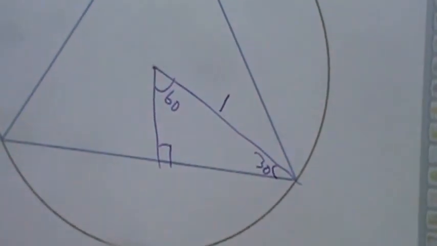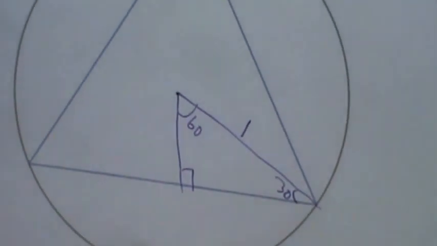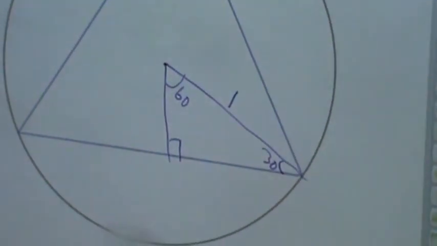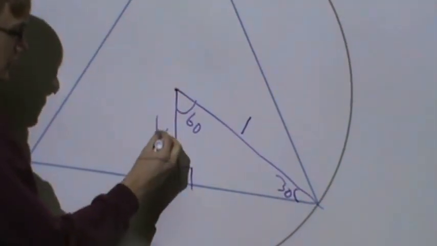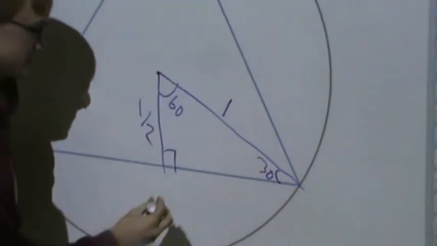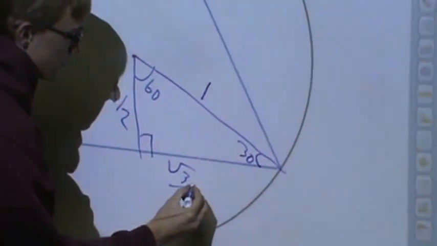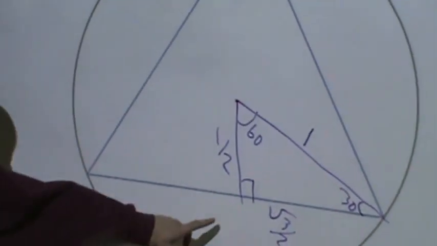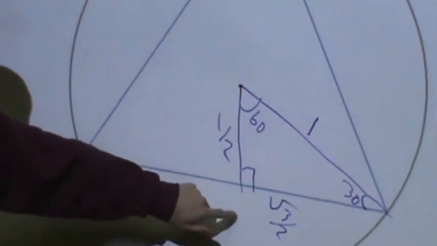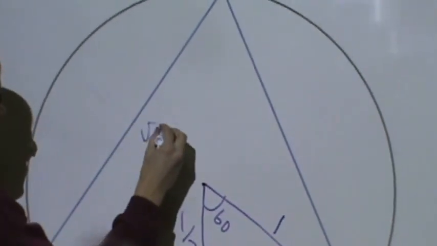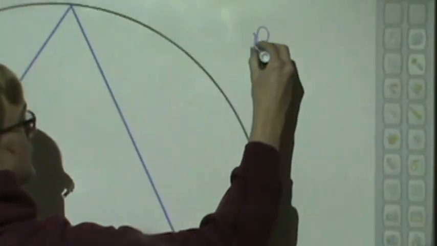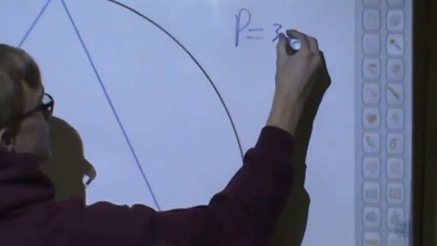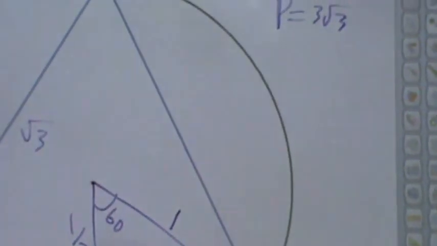Okay, from there, in a 30-60-90 triangle, the shorter leg will be a half, and that'll make this root 3 over 2. And since this bisects it, that'll make this root 3. So then we know for the perimeter that this will be 3 times root 3.